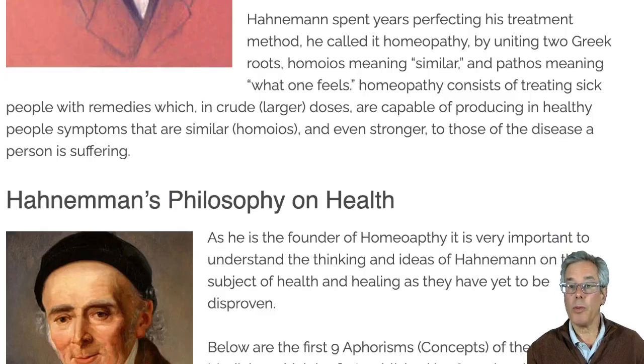He called it homeopathy by uniting two Greek roots, homoios, meaning similar, and pathos, meaning what one feels. So homeopathy consists of treating sick people with remedies which in crude, large doses are capable of producing in healthy people symptoms that are similar, homoios, and even stronger to those of the disease a person is suffering.